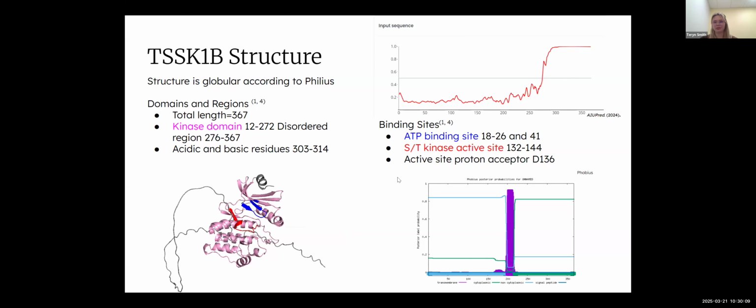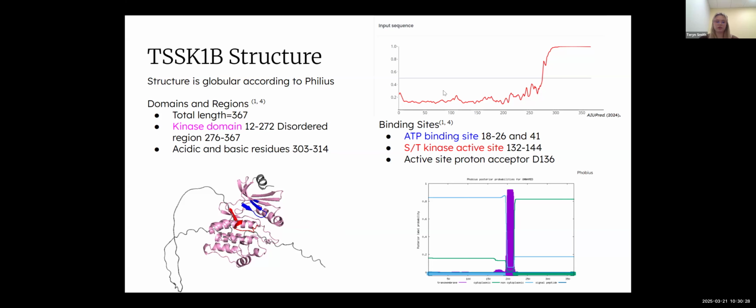Structure-wise, TSSK1B is globular. Here's a structure from PyMOL. I've colored some of the important domains and binding sites. You can see the kinase domain in pink, the ATP binding site in blue, and the kinase active site in red. Another important site is aspartate 136, which is the active site proton acceptor.